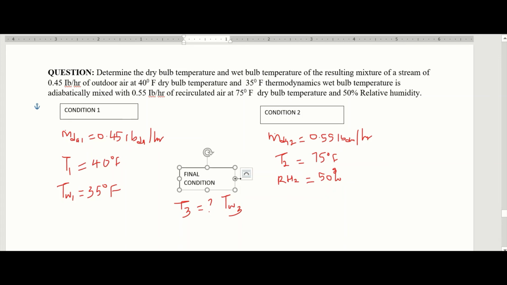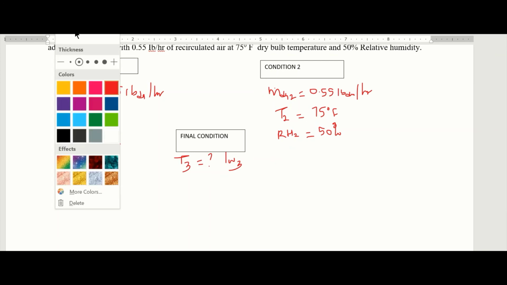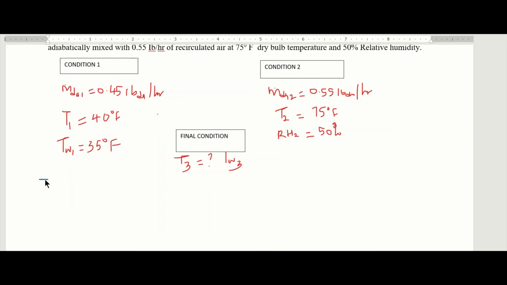So to find the final condition, I gave us formulas earlier that we can use. For the dry bulb temperature, the formula is T3 equals the mass flow rate of dry air at condition 1 times T1, plus the mass flow rate of dry air at condition 2 times T2, divided by the mass flow rate of dry air at condition 1 plus the mass flow rate of dry air at condition 2.